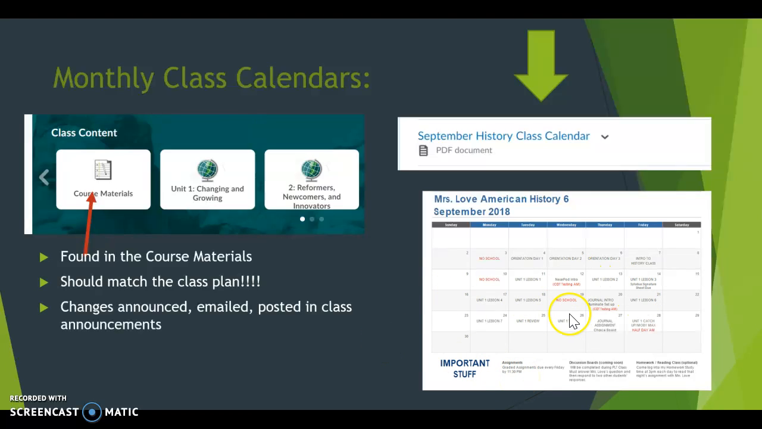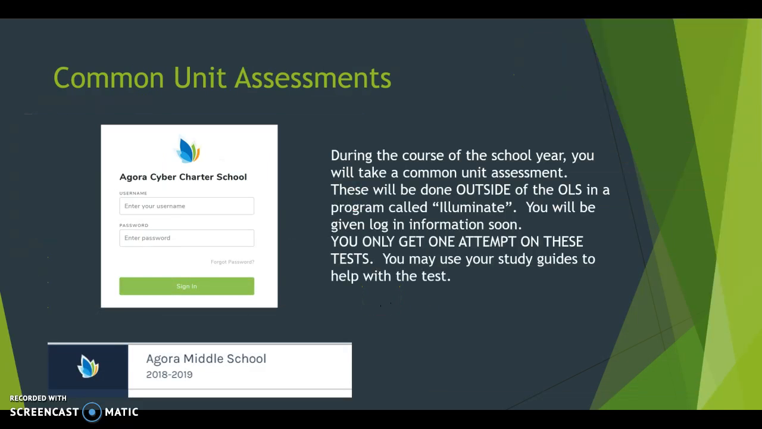If I change anything on the calendar, I will always announce it or email it or put it in the class announcements. When we get to the time when we're taking our unit test, this year we are doing something different. In the whole 6th grade, every student is taking the same unit tests. Those will be done outside of the online school in a program called Elluminate. Some of you may have used this last year. We will be setting you up with Elluminate pretty soon, so right now you don't need to worry about it.